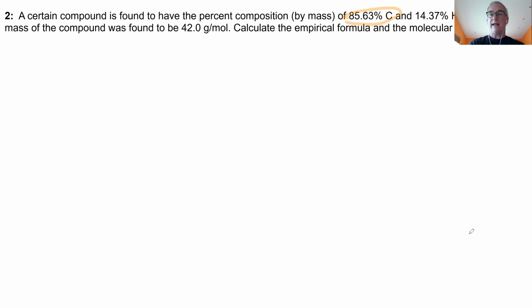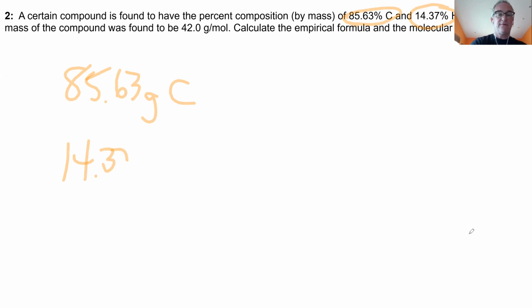We just say, okay, we got 85 grams and we got 14.3 grams. So let's do that. I have 85.63 grams of carbon for every 100 grams of this compound. And I have 14.34 grams of hydrogen for every 100 grams of this compound. But the question is, how many moles of each one? Because that's really what's happening in chemistry, moles of elements interact with moles of other elements.